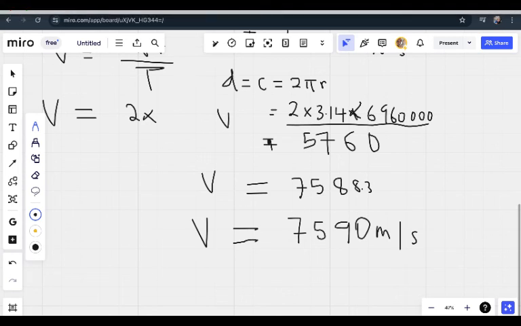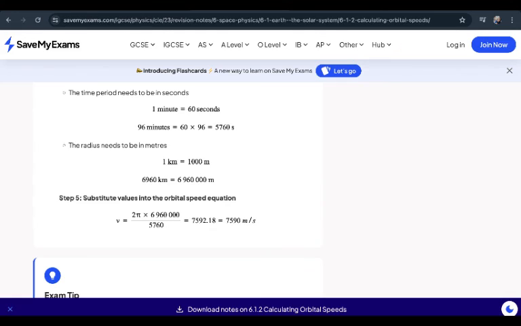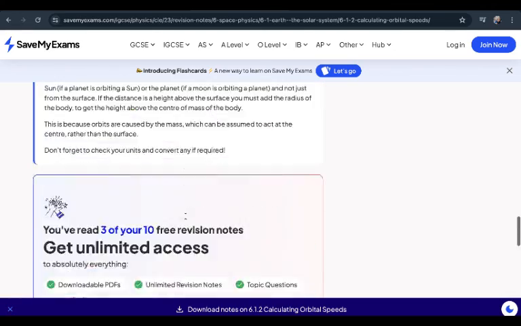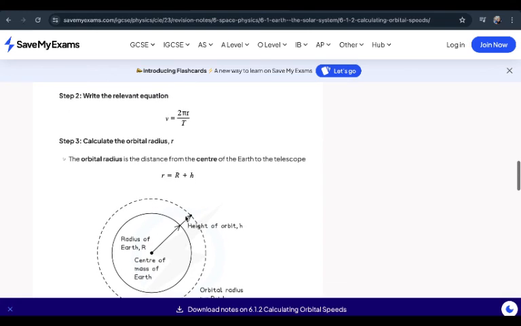This is how to use this formula to do some calculation. First you calculate the distance by multiplying the top with the circumference. But to get the orbital radius, you have to add the radius of the Earth plus the height above the Earth at which the object is moving. So with this, we come to the end of this aspect of our space physics. Thank you for joining us.